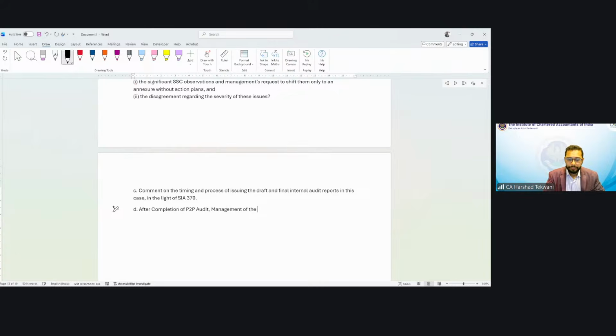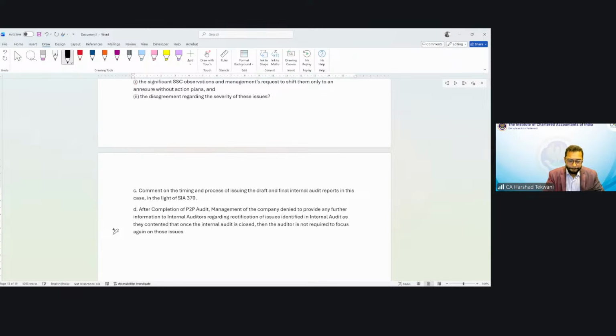of the company denied to provide any further information to internal auditors regarding rectification of issues identified in internal audit, as they contended that once the internal audit is closed or completed, then the auditor is not required to focus again on those issues.